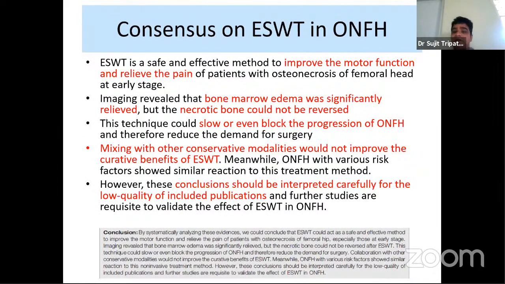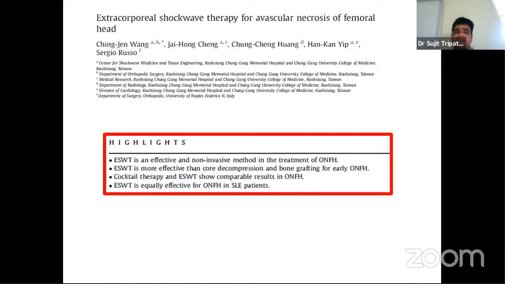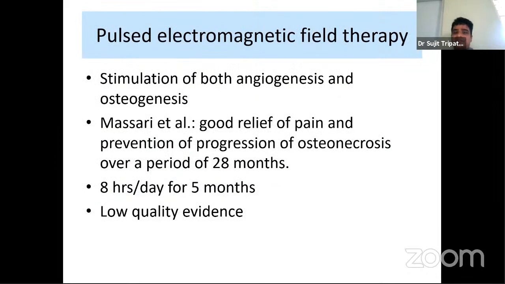But the bone marrow edema is also significantly relieved, but the necrotic bone could not be reversed. And this technique could slow or even block the progression of ONFH and therefore reduce the demand for surgery. However, mixing with other conservative modalities could not improve the curative benefits of ESWT. But again, the conclusions should be interpreted carefully because there is low quality evidence in support of this. So this is pulsed electromagnetic field therapy. It has been shown in a few low quality studies with very few patients that it is effective.